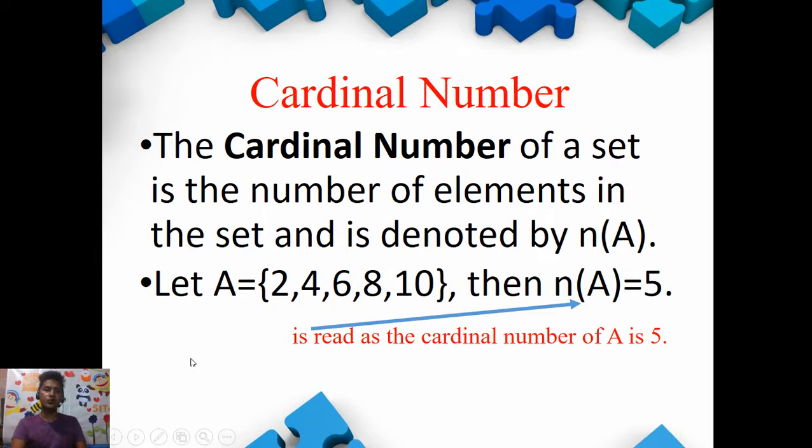Next, we proceed to cardinal number. The cardinal number of a set is the number of elements in the set and is denoted by n(A). So let's have an example. Let set A equal 2, 4, 6, 8, 10. So what is the cardinal number of the set? Then n(A) is equal to 5, and we can read this one as, the cardinal number of A is 5. So when you see this symbol, we read that one as cardinal number. Did you understand? Okay, very good. We proceed to the next one.